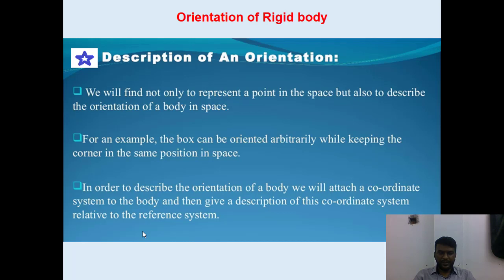The reference frame is attached to the base of the robot, and one more frame that we will attach to the end effector. So the end effector can be rotating, can be translating. If we define the position of the frame that is attached to the end effector with respect to the base frame, that will be sufficient to define the position and orientation of the end effector.